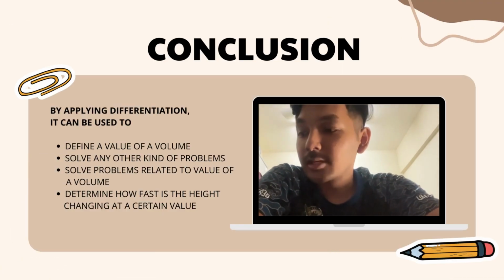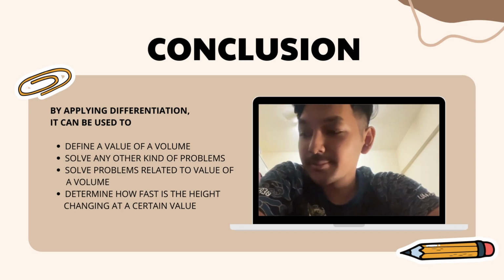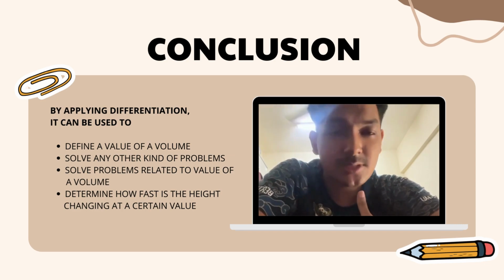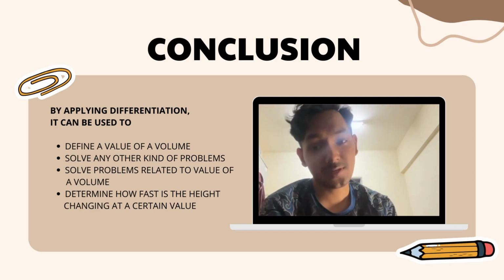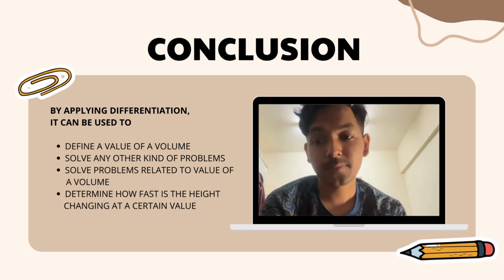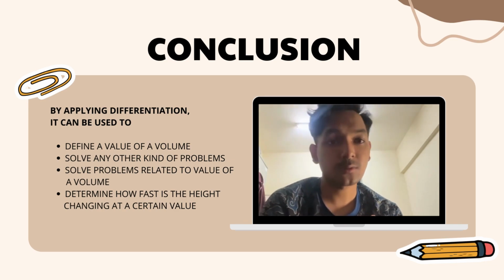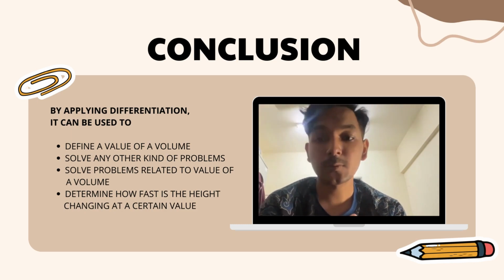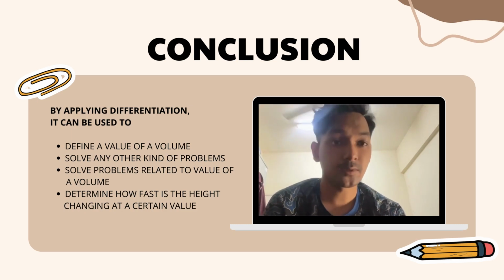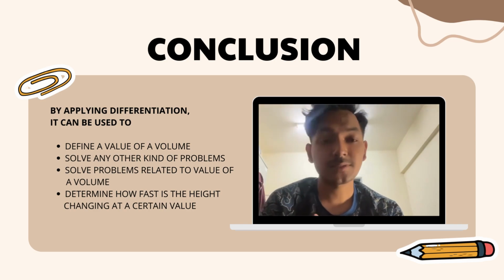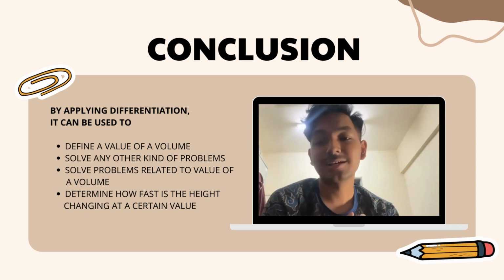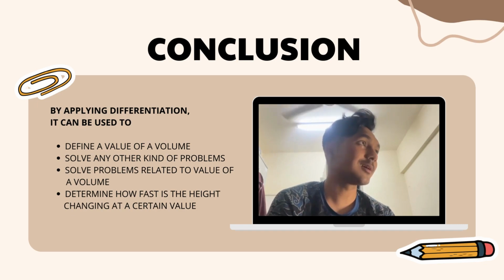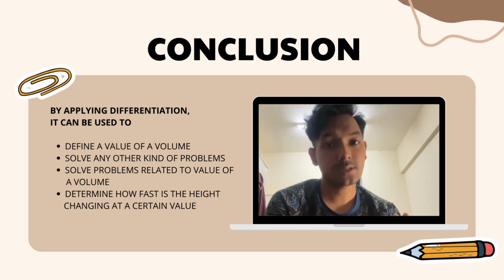Okay, so for the conclusion, by applying the differentiation method in this problem, we can conclude that the application of differentiation can be used to, first, define a value of a volume. Second, solve other kinds of problems. Third, solve problems related to the value of a volume. And lastly, find how fast the height is changing at an instant when the height reaches a certain value.